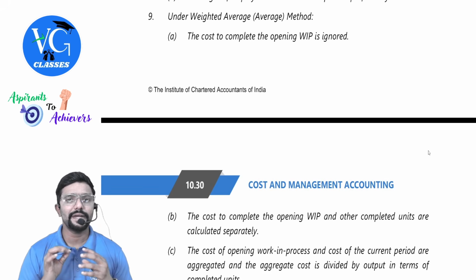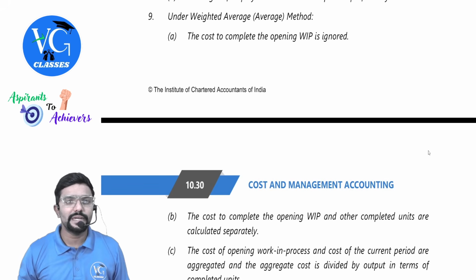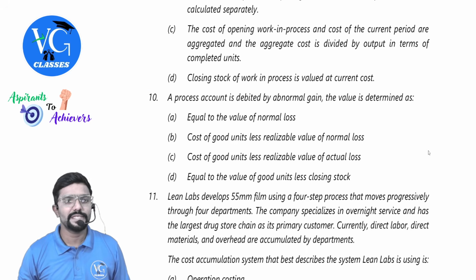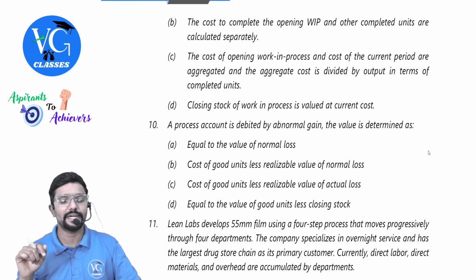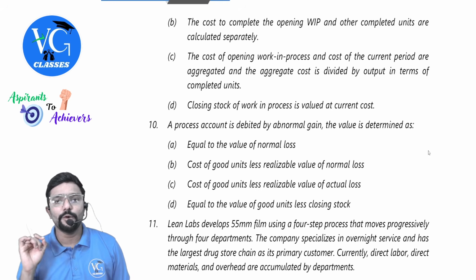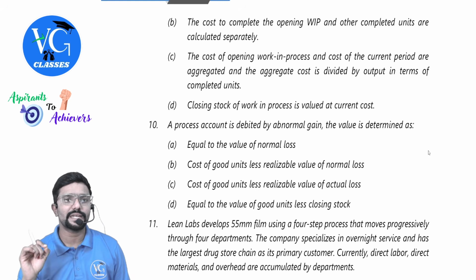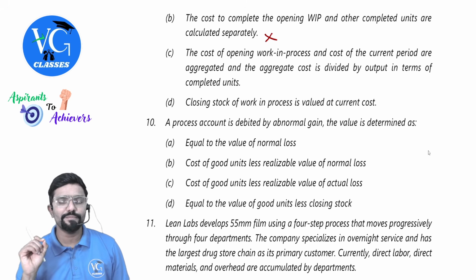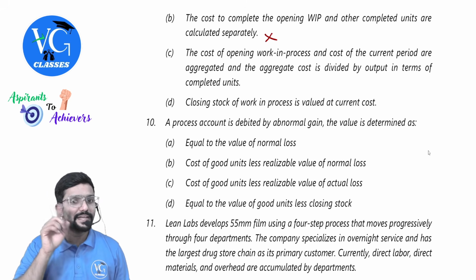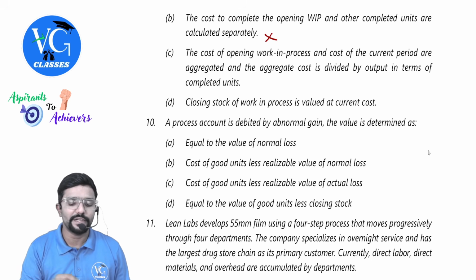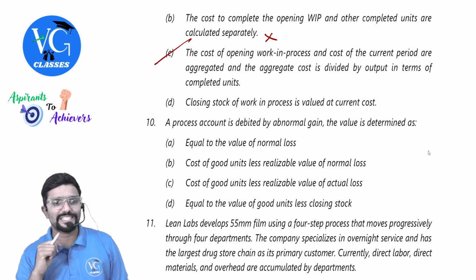Ninth one. Under the weighted average method, the cost to complete the opening WIP is ignored. No, we will consider it. Under FIFO, we ignore it because we consider only the work done during the current period. Yes, sir. Next, the cost to complete the opening WIP and other completed units are calculated separately. No. The cost of opening work in progress and the cost of the current period are aggregated. Yes. And the aggregate cost is divided by output in terms of completed units. Correct, guys.